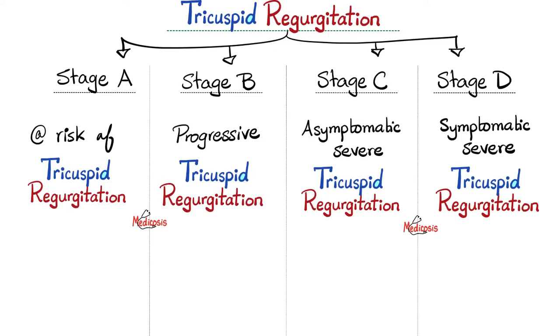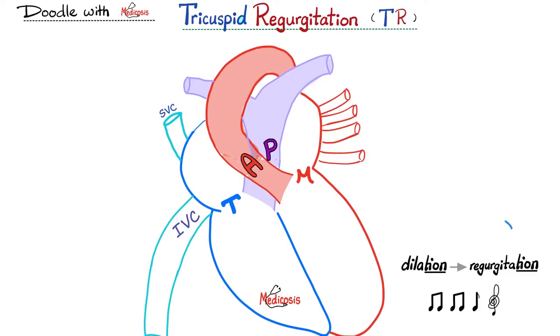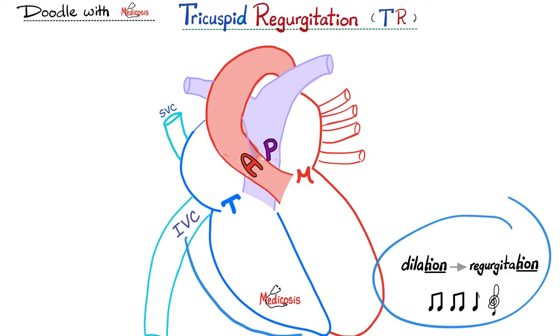What are the stages of tricuspid regurg? Just like with any valvular heart disease, we have 4 stages. Stage A, at risk of tricuspid regurg. Stage B, progressive tricuspid regurg. Stage C, severe but asymptomatic. Stage D, severe and symptomatic. Again, never forget, right ventricular dilation causes tricuspid regurgitation. Similarly, left ventricular dilation causes mitral regurgitation.